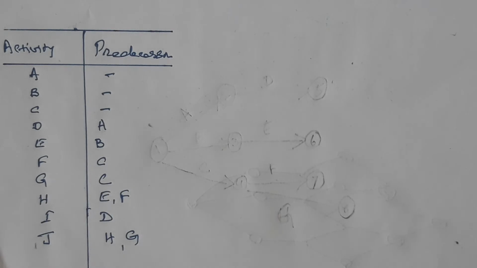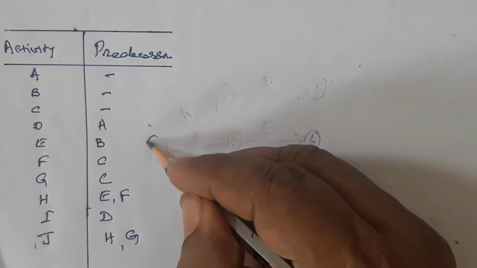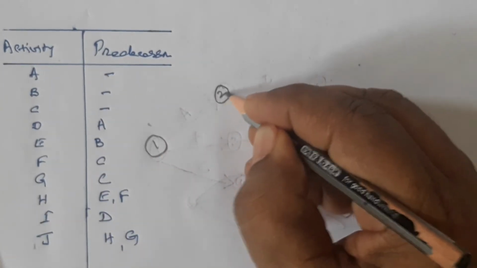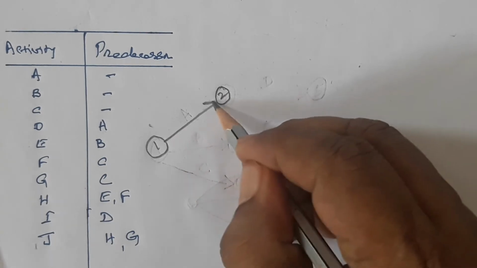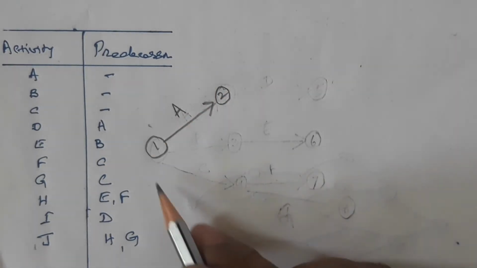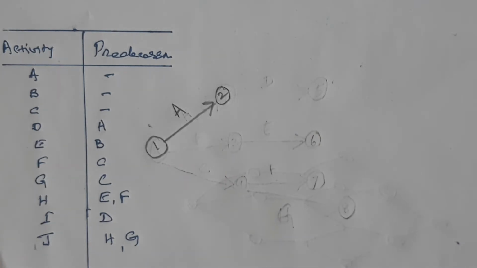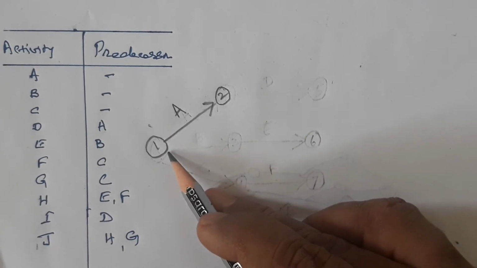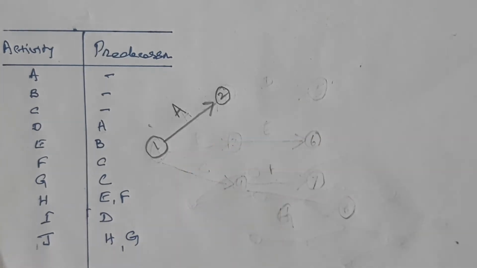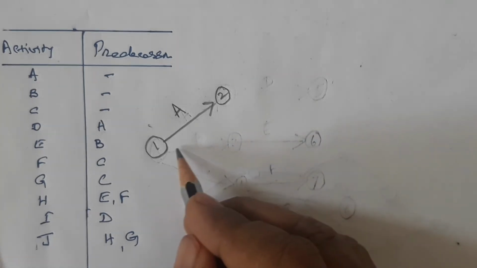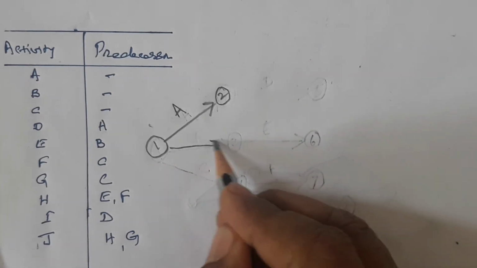To draw this network diagram, we use two important components. One is known as a node and the other one is known as an arrow. On the arrow, we report the activity. Now this is activity A. We have reported it between these two nodes, node 1 and node 2. Node 1 is a starting node, node 2 is an ending node. Now we have completed activity A. We can also complete activity B.